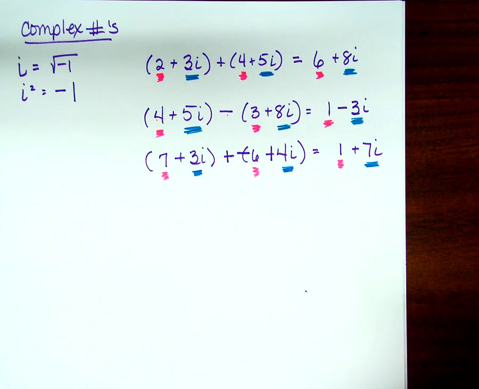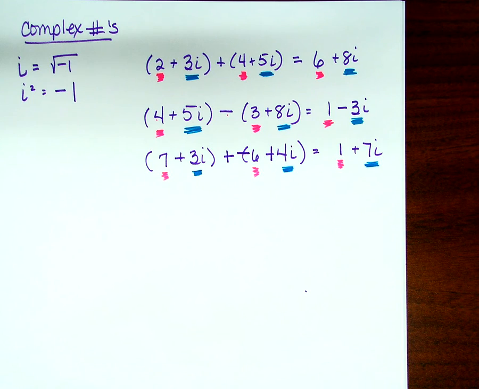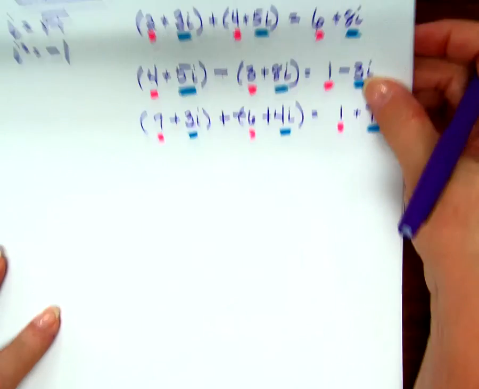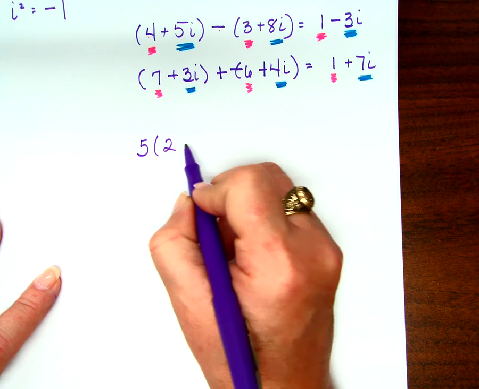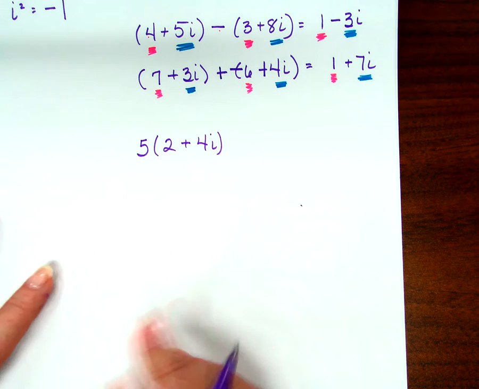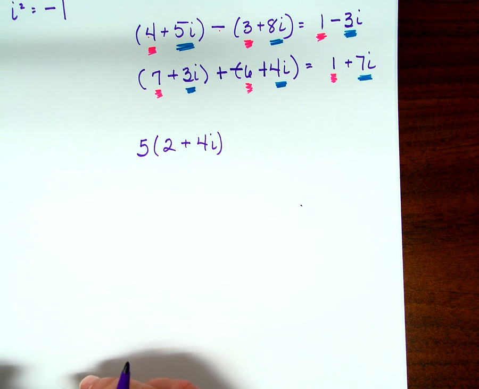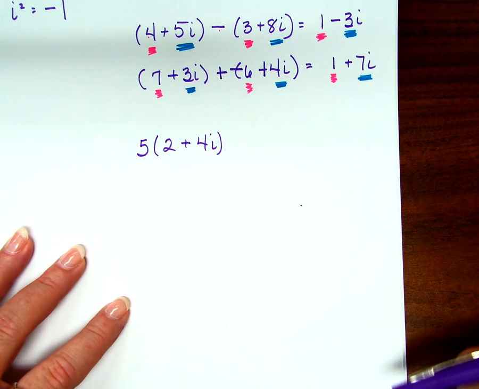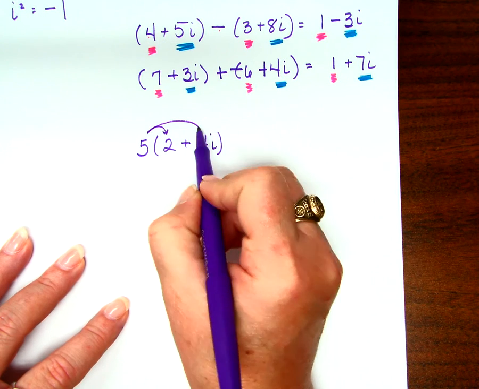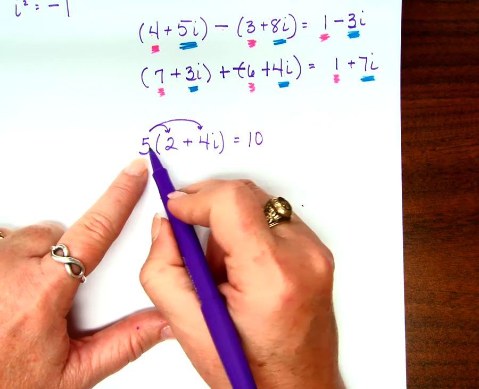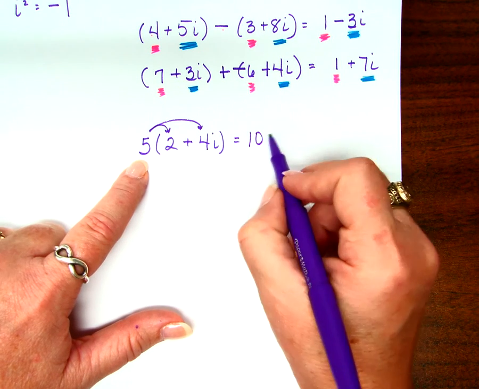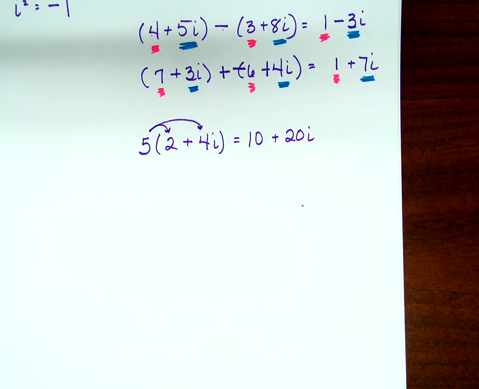You good? Any questions on adding or subtracting? Okay. Then let's go to multiplying. First of all, let's multiply something like this: 5 times 2 plus 4i. How do we do that? We distribute. What is 5 times 2? What is 5 times 4i? 20i. Done. That's it, right?